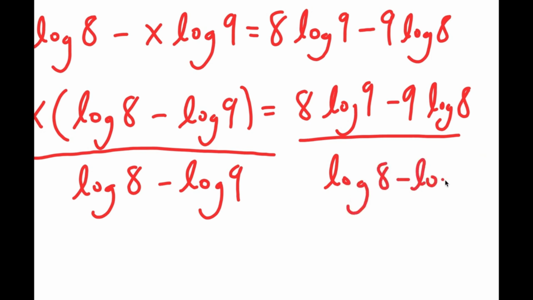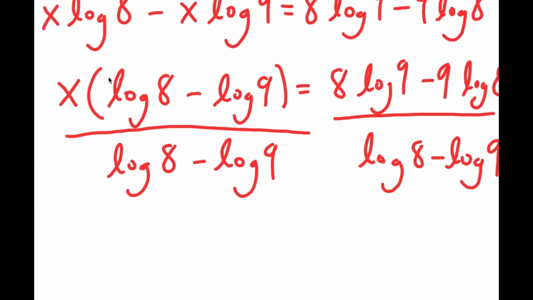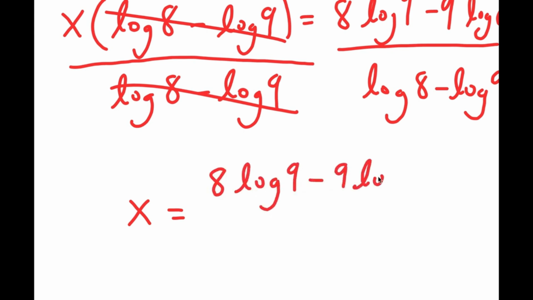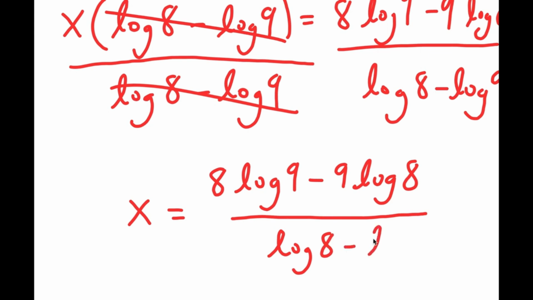So then these two cancel out, and I get x is equal to 8 times log 9 minus 9 times log 8 over log 8 minus log 9.